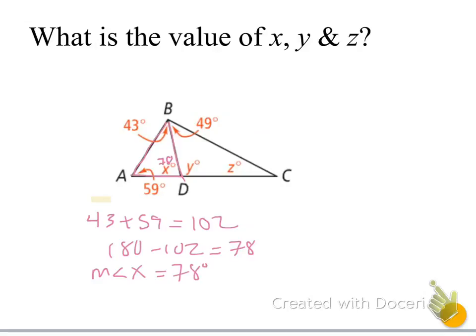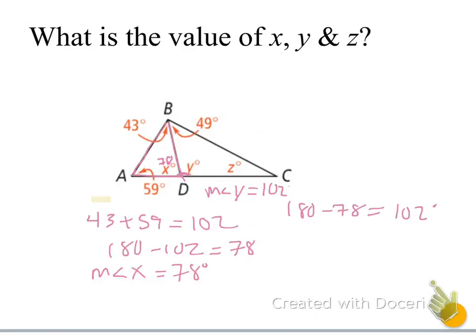Okay, and this makes a straight line. So I can start jumping from one triangle to the other. To find it, since it makes a straight line, I can do 180 minus 78 to get 102. So the measure of angle Y is 102 degrees.